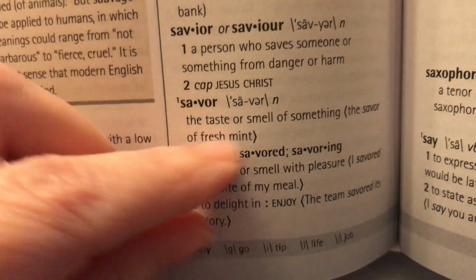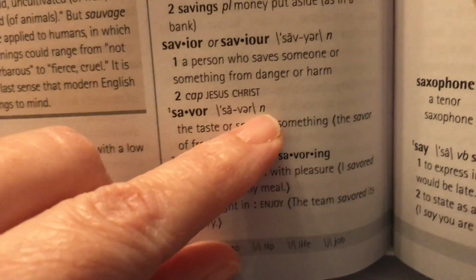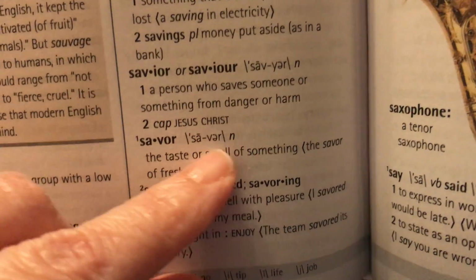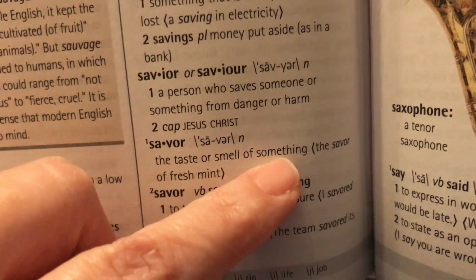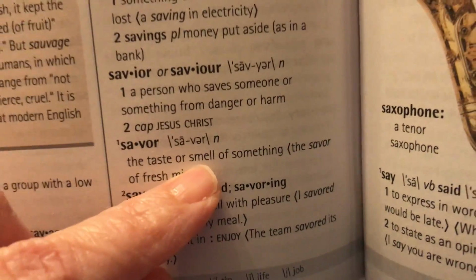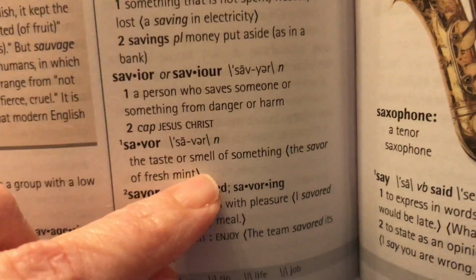So we have 2 parts of speech. It can be used as a noun. If you look at the N, that means noun. The taste or smell of something. So it's a person, place, or thing. So it's a thing, the taste or smell of something.